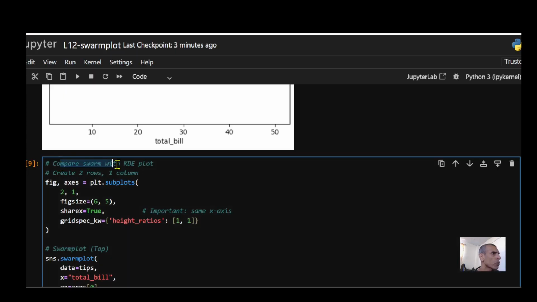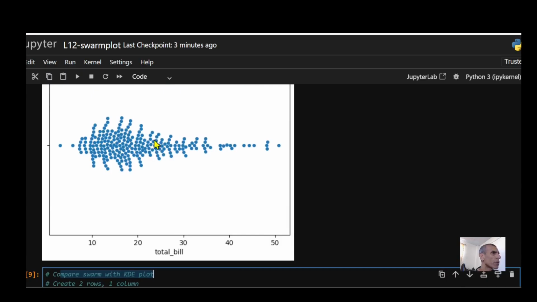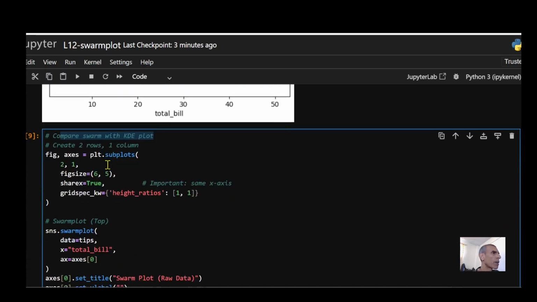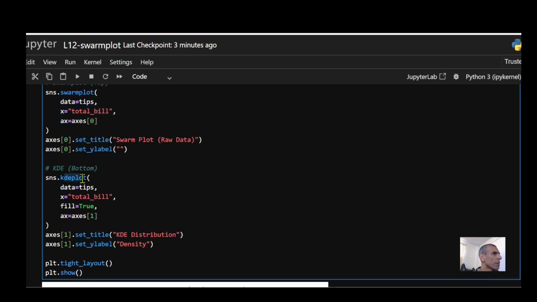Let's compare swarm plot with KDE plot. So if you look over here, you can see that most of my data points are over here. Let's understand this through a KDE plot. So in this case, I have a swarm plot, my data equal to tips and my x equal to total bill. And I'm also doing the KDE plot, data equal to tips and x equal to total bill.